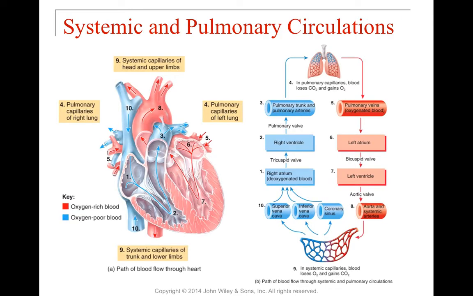So let's talk about systemic circulation and pulmonary circulation. We're also going to hear later on about coronary circulation. So lots of different types of circulation. And circulation just means systems of blood flow, right? So when you see things that are red, it's going to be oxygen rich. When you see things that are blue, it means oxygen poor.